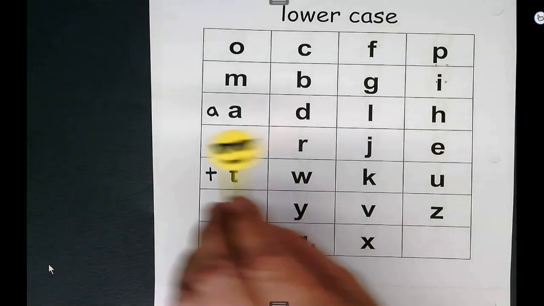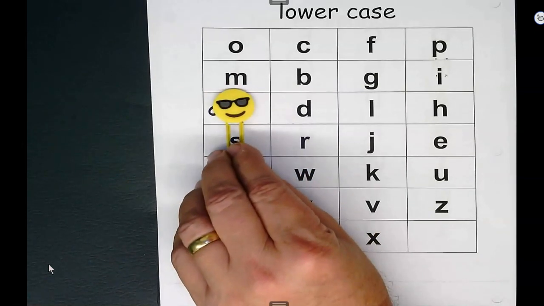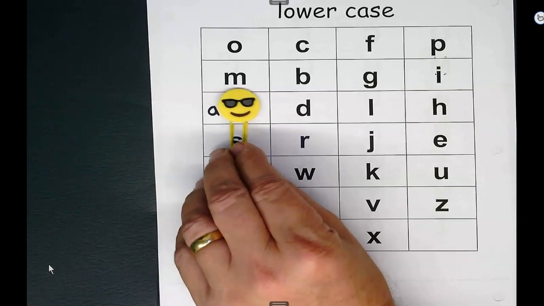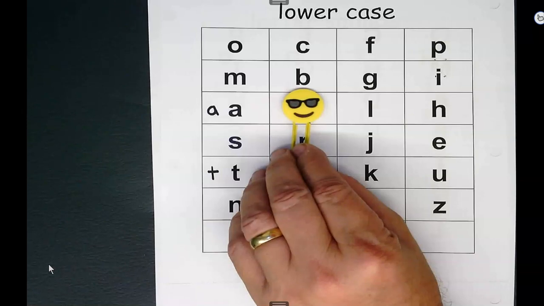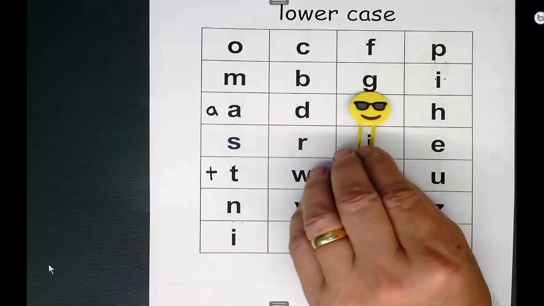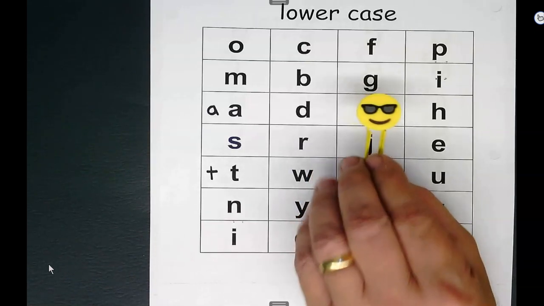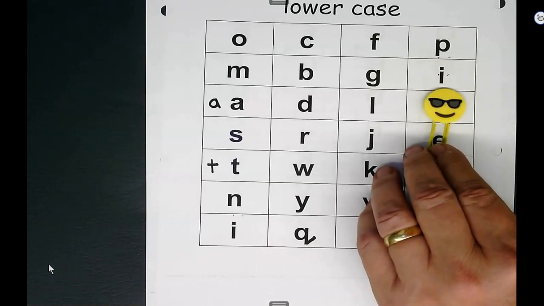What is the name of this letter? P. I'll give you 2 seconds to say it faster than your teacher. What is the name of this letter? M. What is the name of this lowercase letter? B. What is the name of this lowercase letter? G.